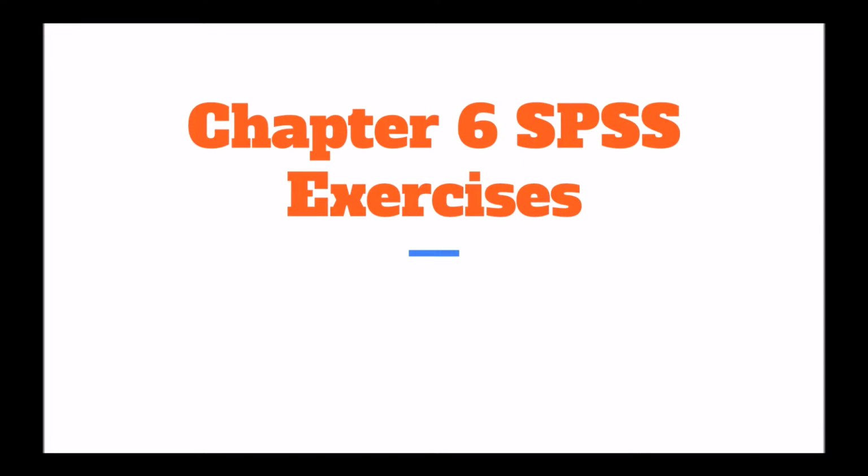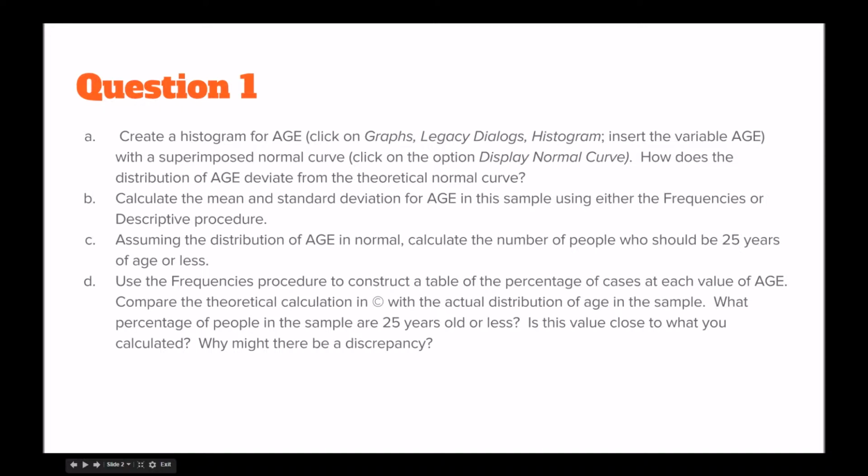Going to look at the Chapter 6 SPSS exercises. In the first question, we need to create a histogram for age with a superimposed normal curve. We're going to analyze how the distribution of age deviates from the theoretical normal curve.